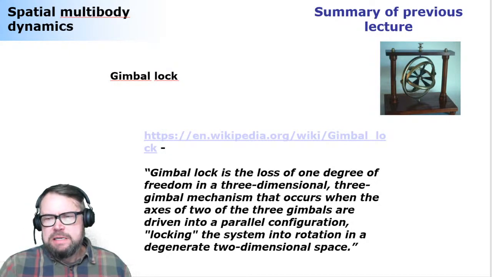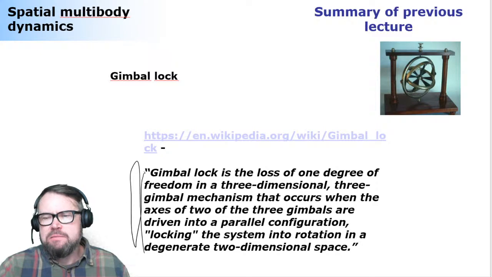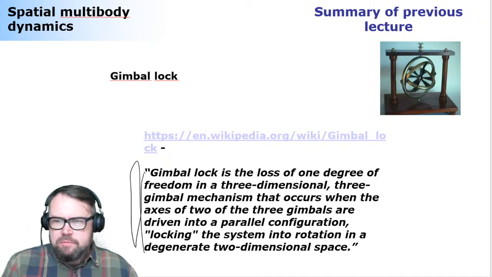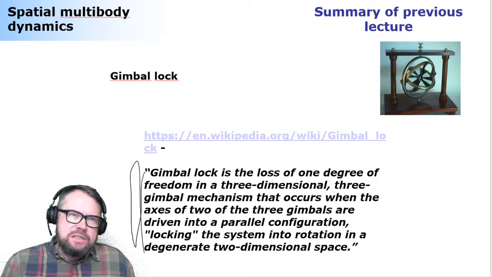I placed here a Wikipedia page which says that gimbal lock is a loss of one degree of freedom in a three-dimensional, three-gimbal mechanism. Gimbal is referring to this axis here. It occurs when the axes of two of the three gimbals are driven into a parallel configuration. So that's exactly what I referred to here. Put that in your brains, because this is something that I love to ask in our midterm exams.